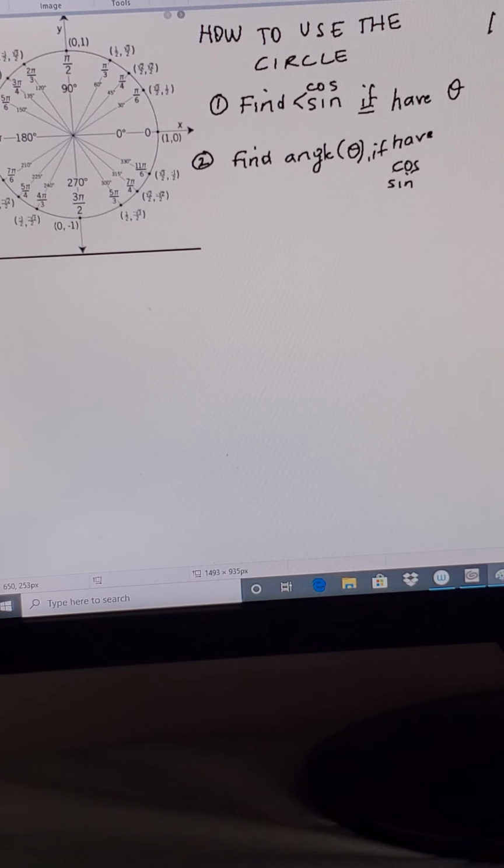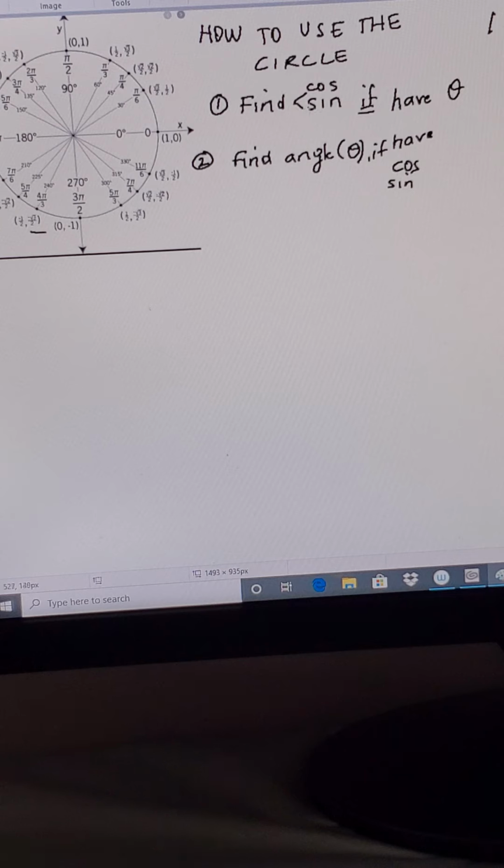Hi everyone, so I'm just going to quickly show you how to use the unit circle. Think of it as an ancient calculator. It has a lot of information in it. All you need to do is know how to retrieve it. So basically there are two ways to use the circle.